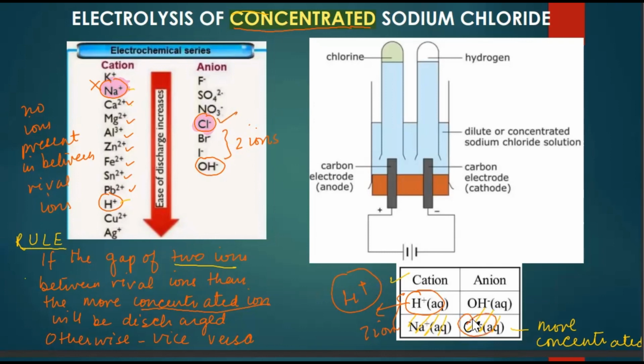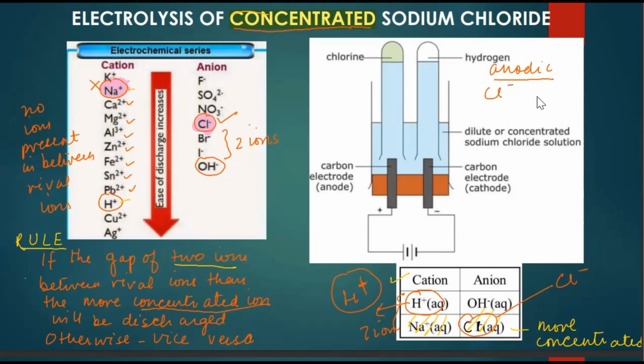So that means in this case, the chloride ion will be discharged. Once this decision is made, out of these two rival ions, which one will be discharged, then it's simple to write down the equation for this. So let's write down the anodic equation first. We'll prefer to write the anodic equation because we'll get to know how many electrons are being lost.